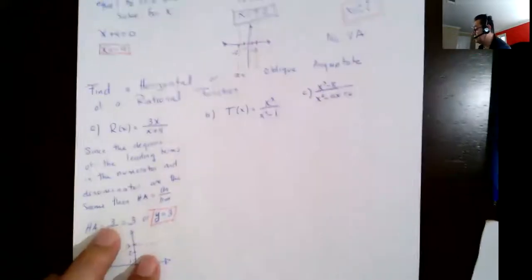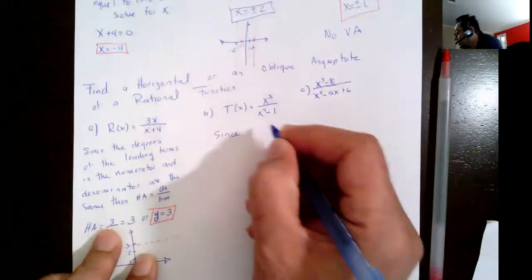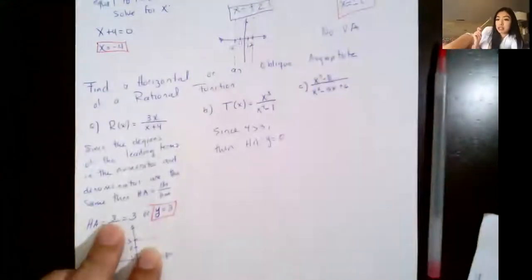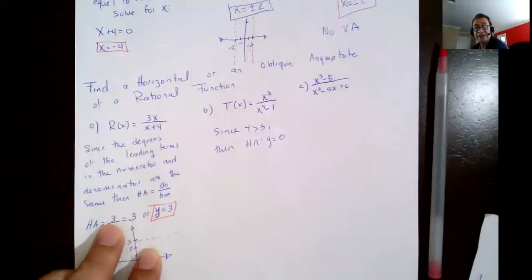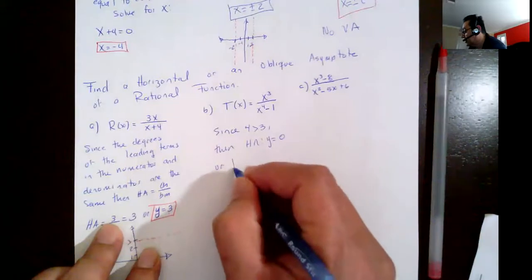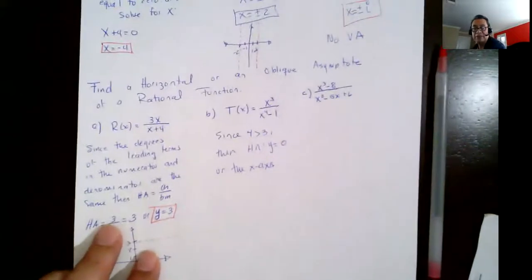So let me write it here. Since 4 is greater than 3, then the horizontal asymptote is the line y equals 0. What is the line y equals 0, by the way? Let me focus here. On the x-axis. You're right, that's the x-axis. So that would be the x-axis. That would be the horizontal asymptote. Let me write it here. Or the x-axis. That would be the horizontal asymptote. By the way, pretty good.